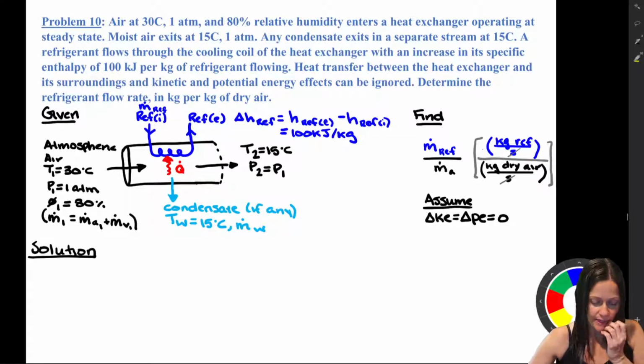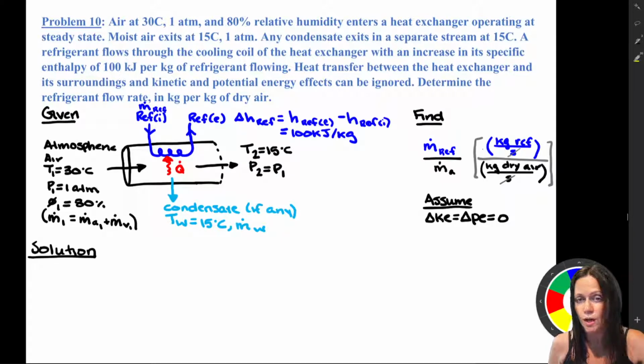Right, so we have possibly a dehumidification process here for problem 10. We've got atmospheric air coming in. We're given a relative humidity, we're given a pressure, we're given a temperature.